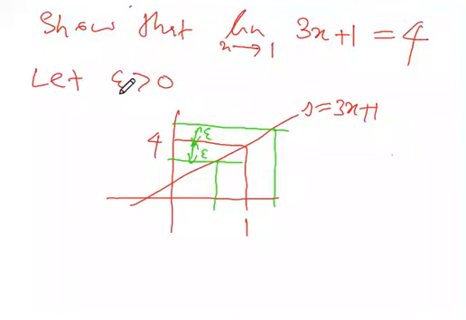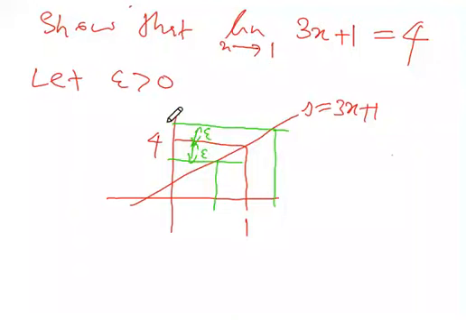So let's consider any strip around this functional value. This is the limit of that function at 1. Let's consider any strip around this value, around 4. Epsilon is any arbitrary length of this strip around 4. Epsilon is any positive number. It could be very small. So the length of this strip is 2 epsilon.